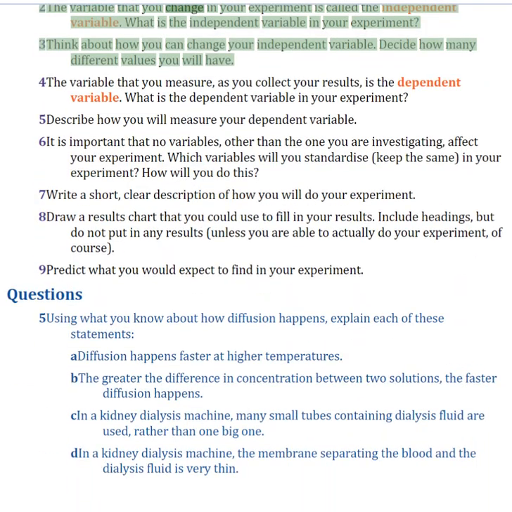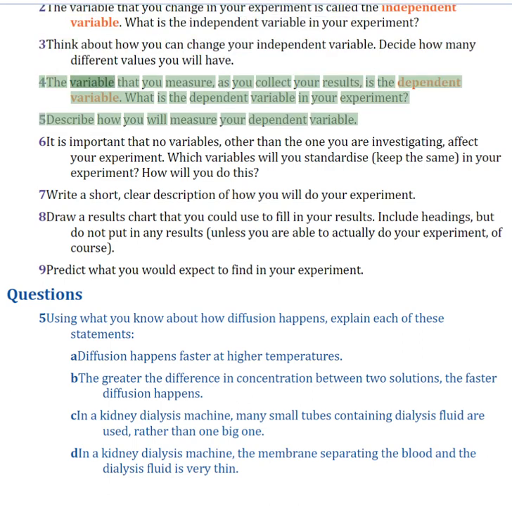2. The variable that you change in your experiment is called the independent variable. What is the independent variable in your experiment? 3. Think about how you can change your independent variable. Decide how many different values you will have. 4. The variable that you measure, as you collect your results, is the dependent variable. What is the dependent variable in your experiment? 5. Describe how you will measure your dependent variable.